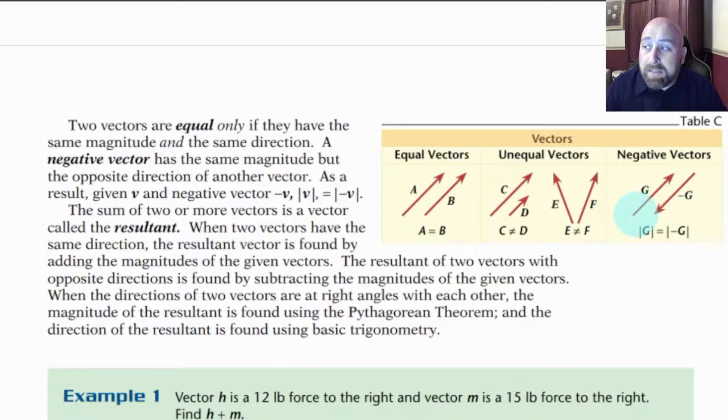Negative vectors would be the exact same speed, going in the exact opposite direction. So if one's going one way and one's going the other way, but at the exact same rate, then those would be called negative vectors. And you could say that by the absolute value of G equals the absolute value of negative G. The sum of two or more vectors is called the resultant. So whenever you add two of them together, it's the result, or the resultant.